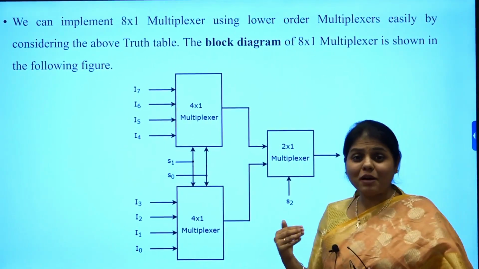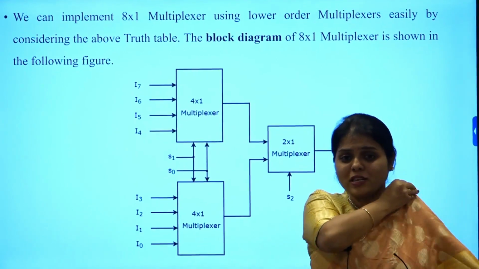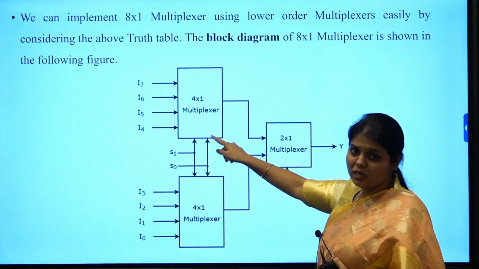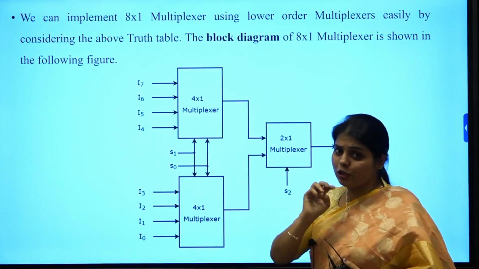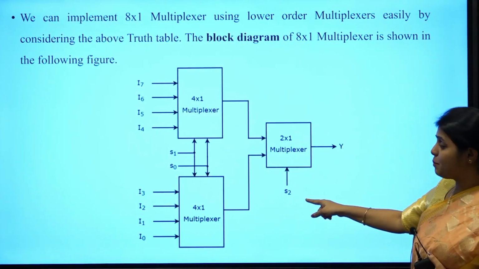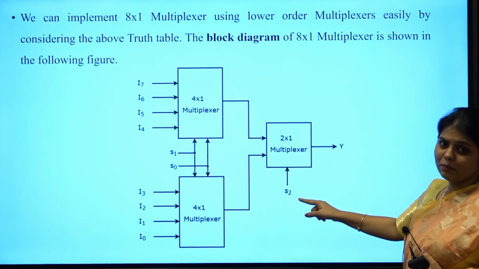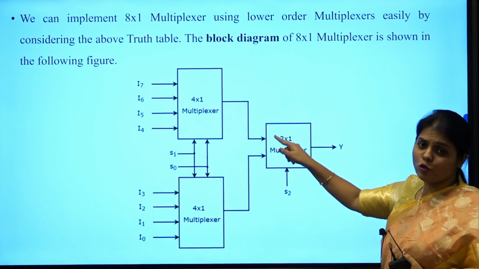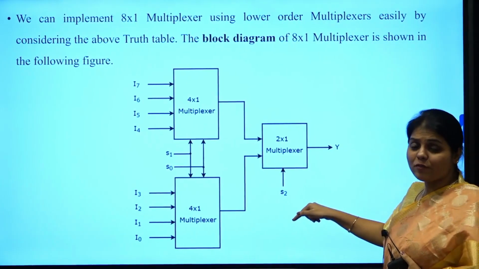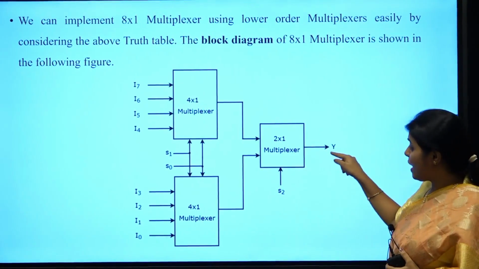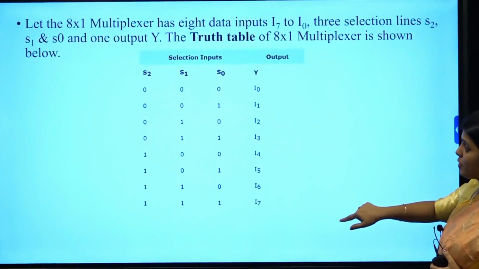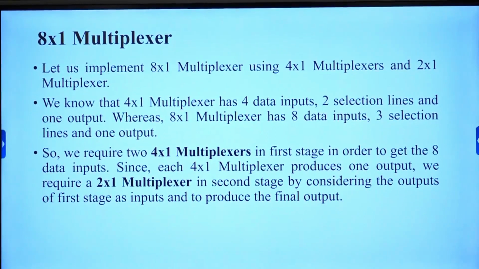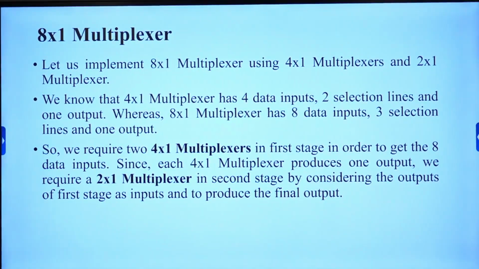See, when I go for an 8 by 1 multiplexer, I'll have 3 select inputs, right? S0, S1 and S2. So S0, S1 I am taking common to these, because for a 4 by 1 I can take only 2 select inputs, and the third select input I am applying to the 2 by 1 multiplexer. So the 2 by 1 multiplexer will have the inputs coming from the 4 by 1 multiplexers. Along with that, it will also have the third select input, which is S2, and then I will have my output Y.